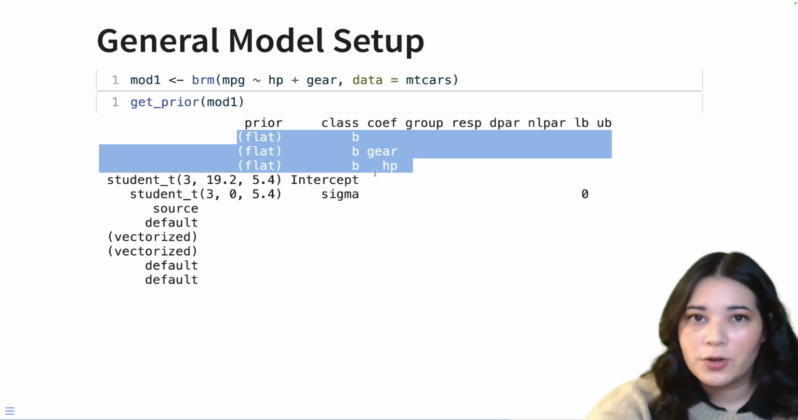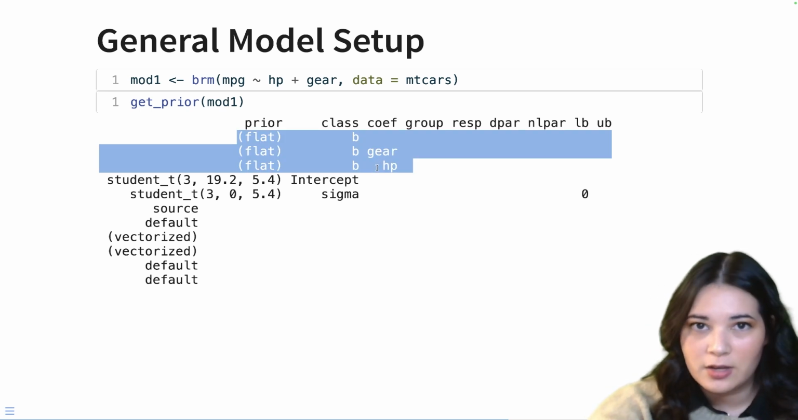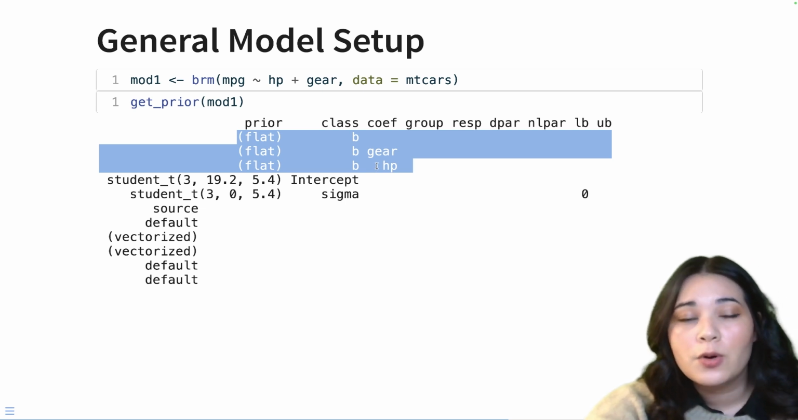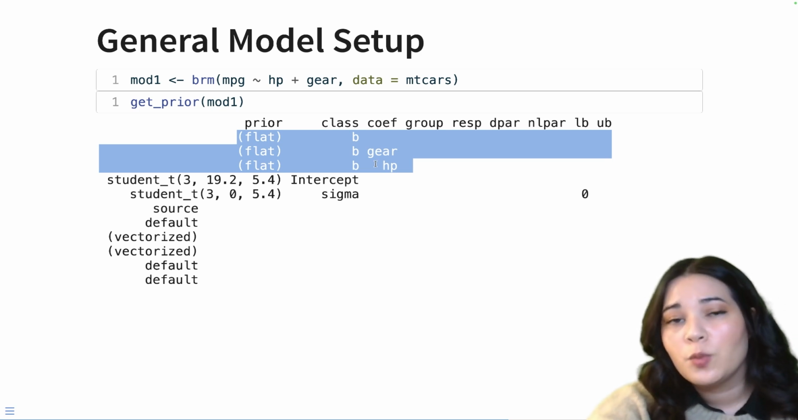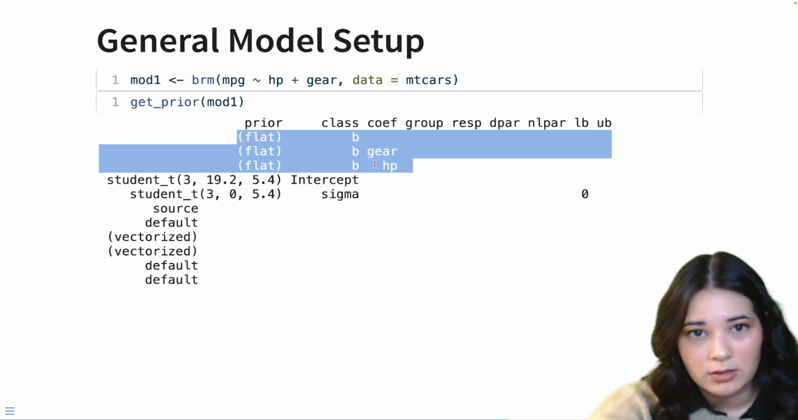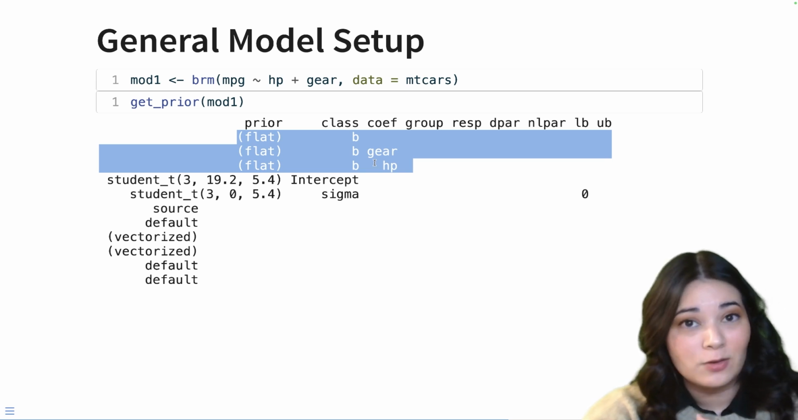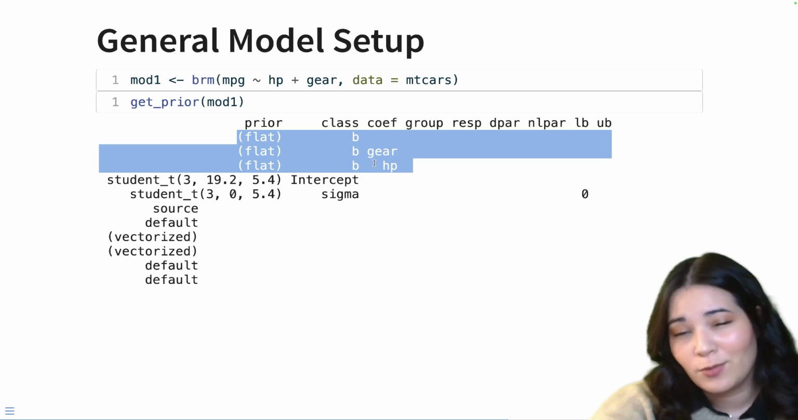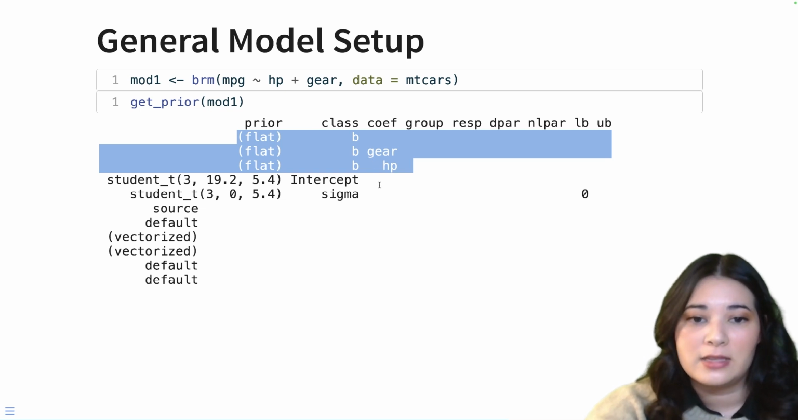Now, notice for coefficients in the model, specifically for our gear and HP coefficients, we have no informative prior. We basically have a flat, uninformative, uniform prior over all possible values of the coefficient. So we are implicitly assuming that any possible value in the real numbers for a coefficient is equally likely. Now, this might not be a reasonable assumption, so we may want to come back to that, but at least this is telling us what that default prior is.